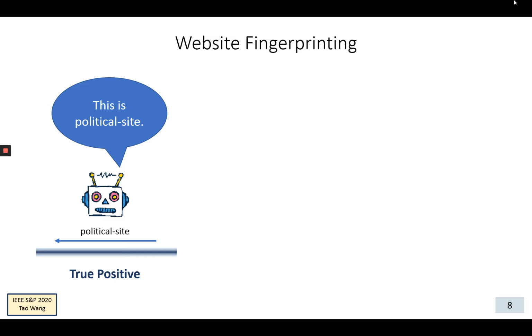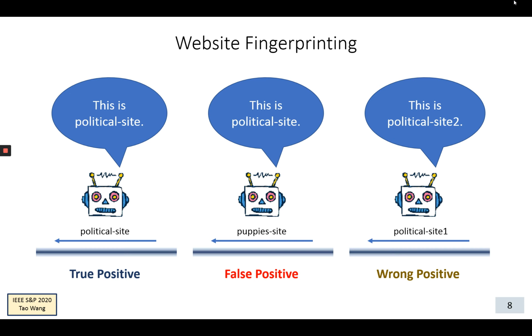If they are visiting a different political site to the one that we classify it as, then we're going to call that a wrong positive. In the literature, there are also other terms for this. Some previous work has mixed together wrong positives and false positives. This is actually incorrect. This will cause a significant error in the calculations, which we'll show later.